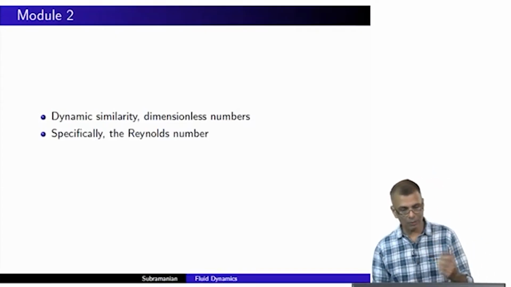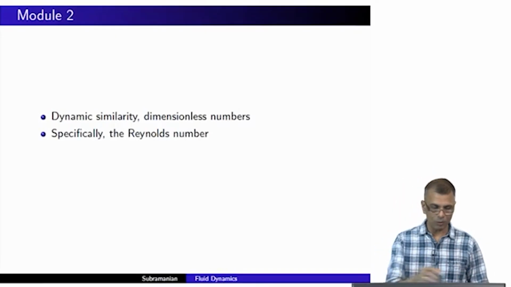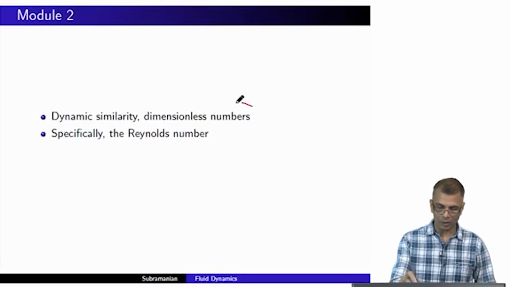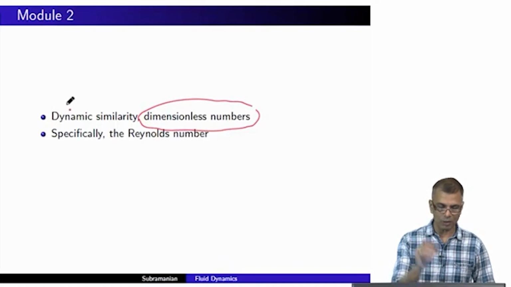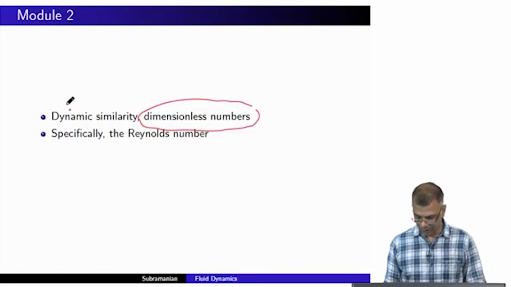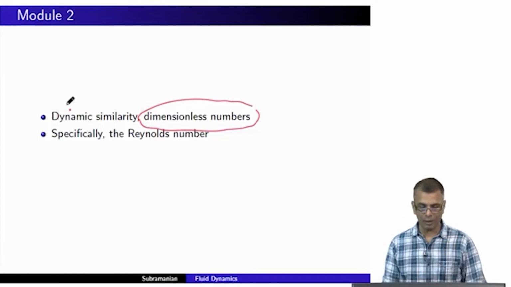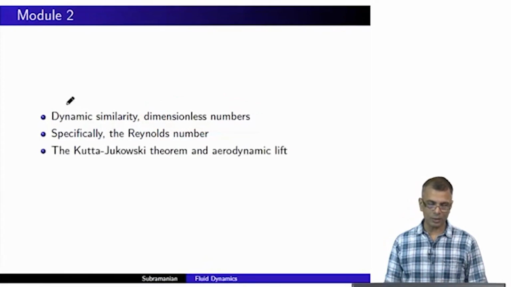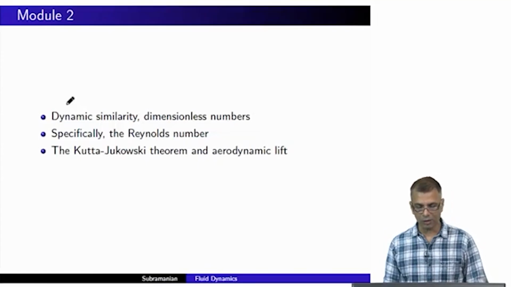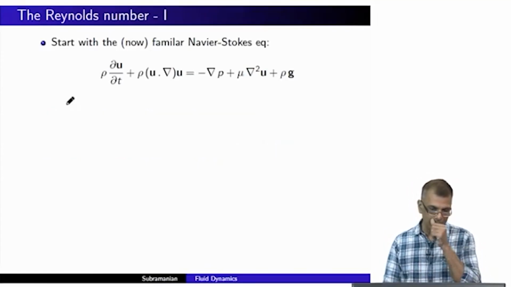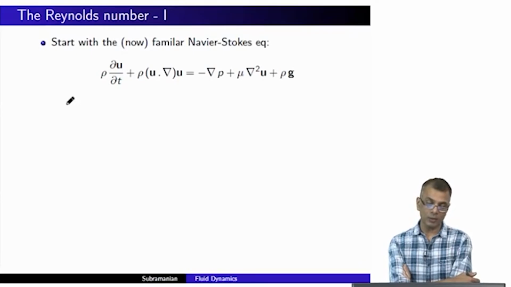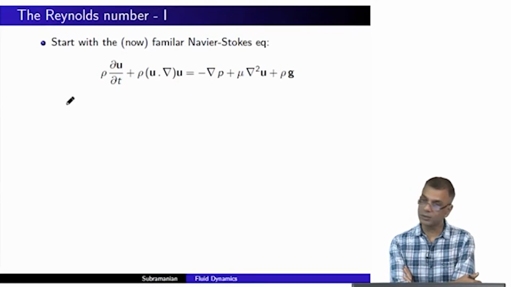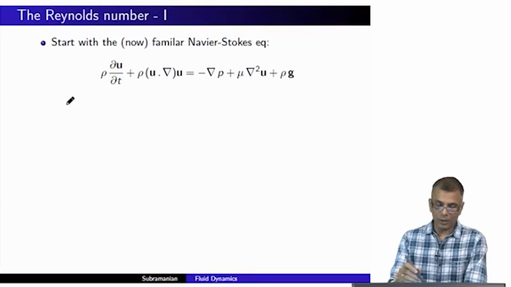So we're talking about dynamic similarity and dimensionless numbers. We have already talked about dimensionless numbers a little bit earlier, but we have not yet talked about dynamic similarity. We'll do that. Specifically, we'll focus on the Reynolds number, albeit with a slightly different focus. And like I said, we will also talk about the Kutta-Joukowski theorem and aerodynamic lift. So we will start with the now familiar Navier-Stokes equation, what we were doing yesterday.